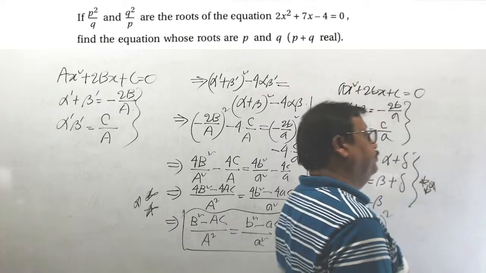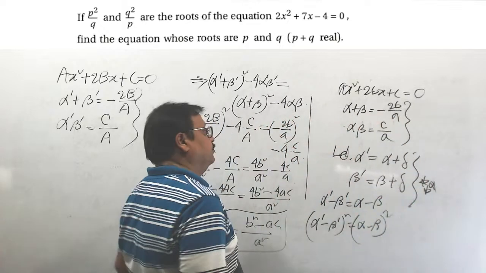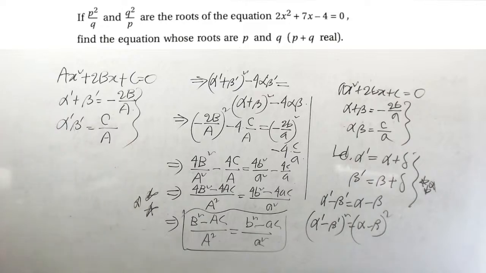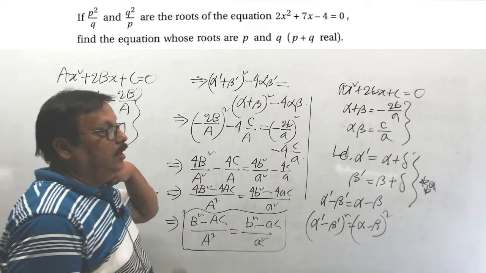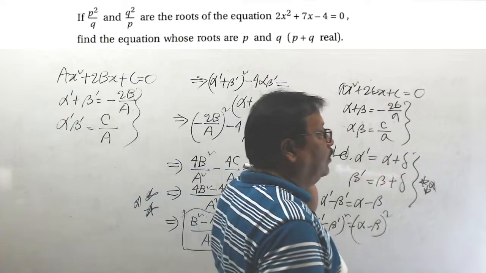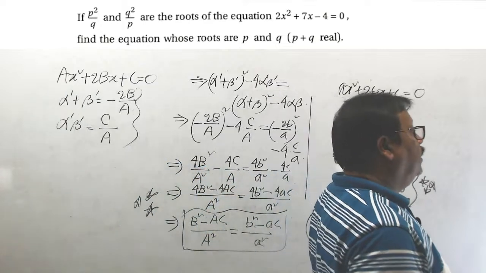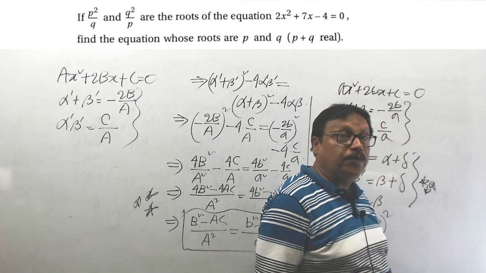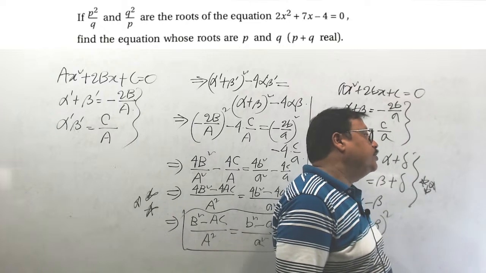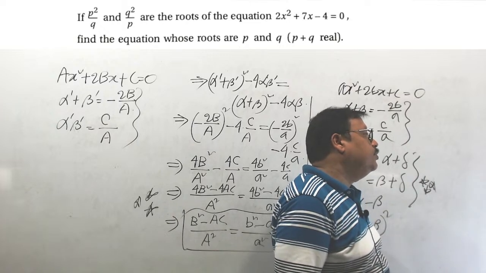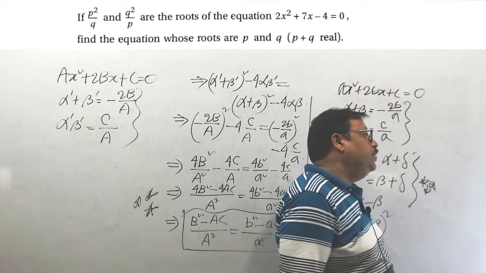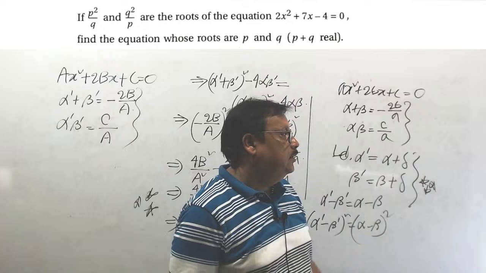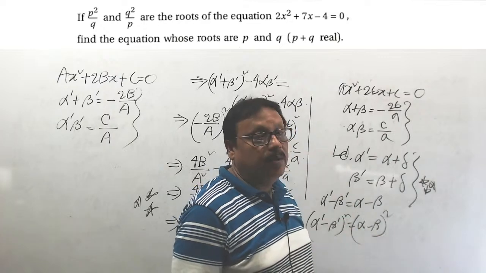This is another problem. All are important. If p square by q and q square by p are the roots of the equation 2x square plus 7x minus 4 equals 0, find the equation whose roots are p and q. Roots are p and q. This is given, p plus q is a real number. Okay.